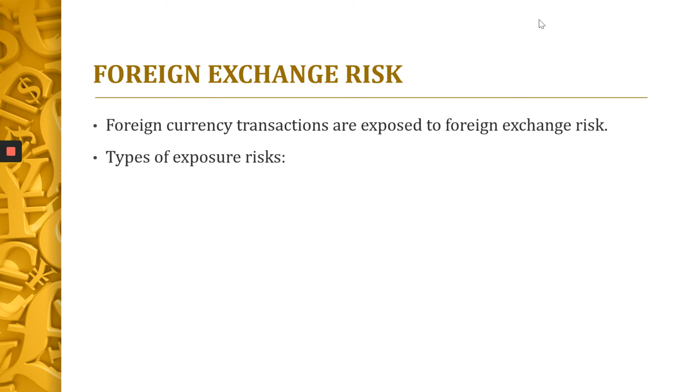There are two types of exposure risk. Number one, exposed liability position and exposed asset position. Anong ibig sabihin ng dalawang exposure risk na ito? When we say exposed liability position, yung utang natin, pabago-bago due to the ever-changing exchange rates. Exposed asset position, yung amount ng asset natin sa foreign currency transaction, pabago-bago na din.